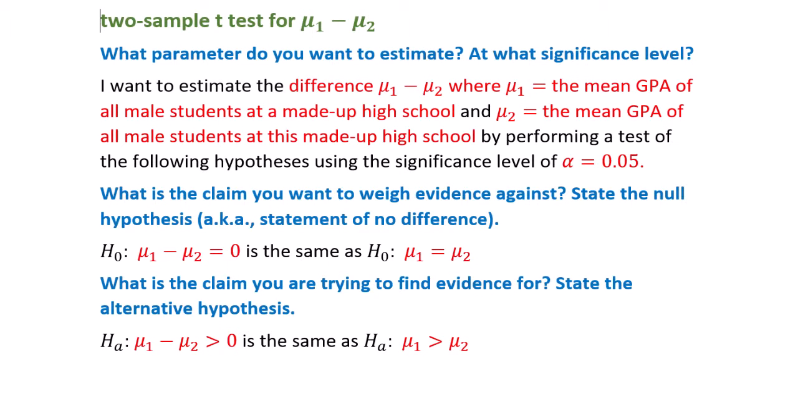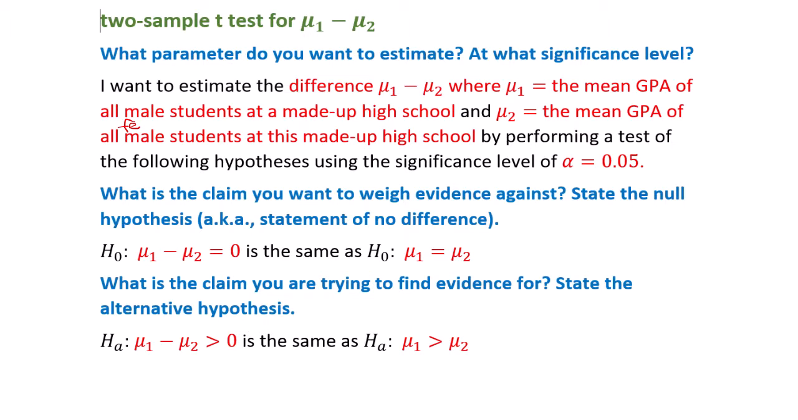In this video, you'll be learning how to perform a two-sample t-test for the difference in population means. What parameter do you want to estimate, and at what significance level? I want to estimate the difference in population means, where the first population mean is the mean GPA of all male students at a made-up high school, and the second population mean is the mean GPA of all female students at this made-up high school, by performing a test of the following hypotheses using the significance level of 0.05.